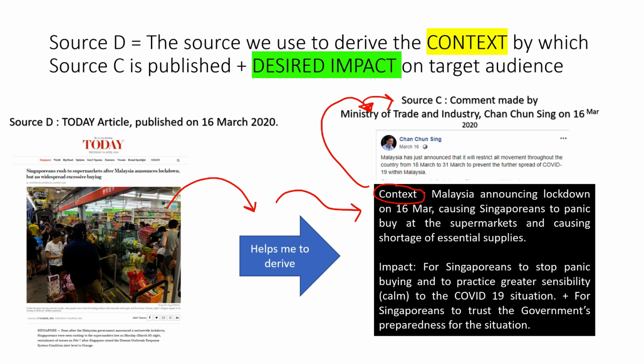And therefore, now that I understand the context and what Chan Chun Sing is saying in his speech, I am then able to better derive the desired impact that our minister in source C wants to achieve. So the desired impact, based on the given context and on what the minister is saying, is for Singaporeans to stop panic buying and to practice greater sensibility in this given COVID-19 situation. And maybe, just maybe, for Singaporeans to trust the government, that they are prepared for this current situation.